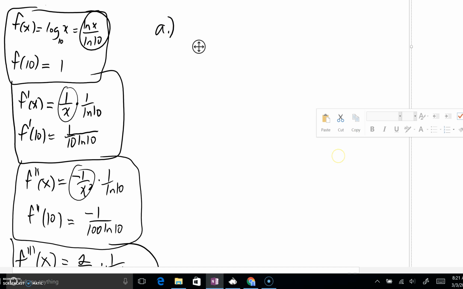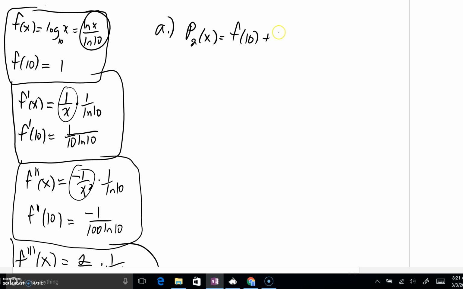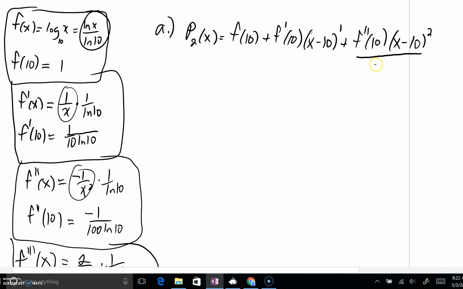And hopefully you can know that this second degree polynomial, if we write it out in just pure theory, is f of 10 plus f prime of 10 times x minus 10 to the 1 plus f double prime of 10 times x minus 10 to the 2 all over 2 factorial. And at this point we can clean it up. We can very simply say, well, f of 10 we just saw was 1. We saw that right here. F prime of 10, of course, was 1 over 10 natural log of 10. And we've got our x minus 10 right here.